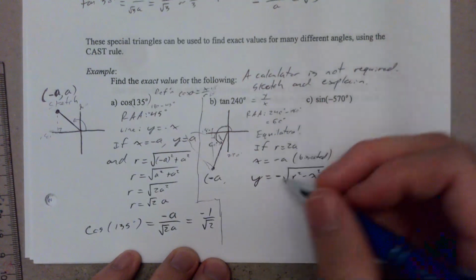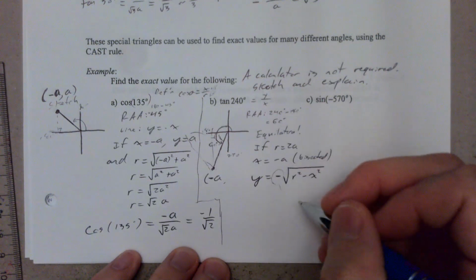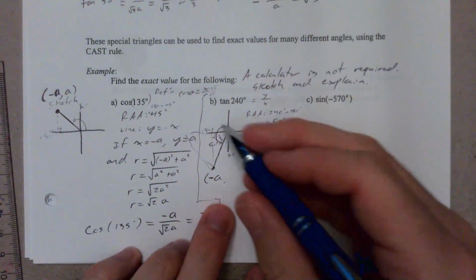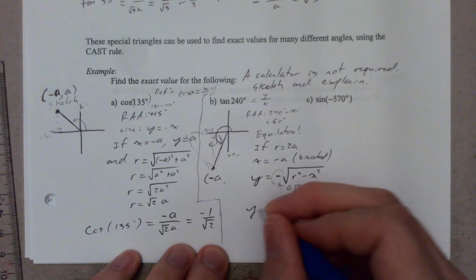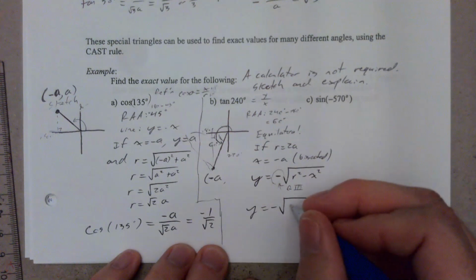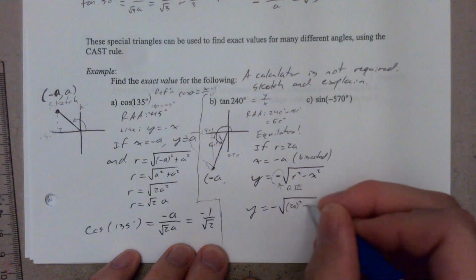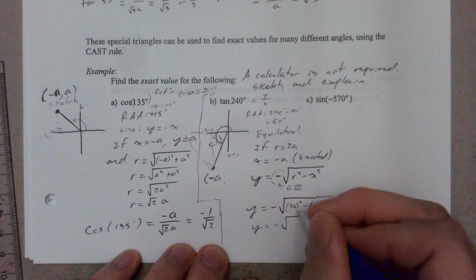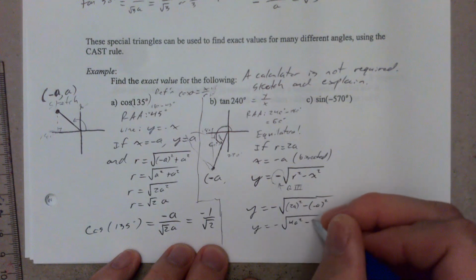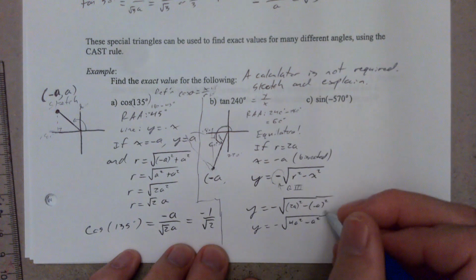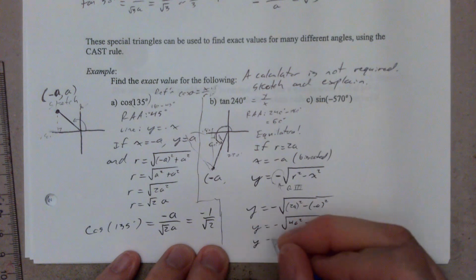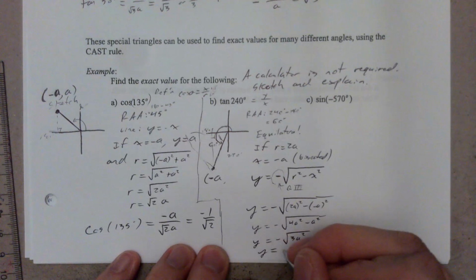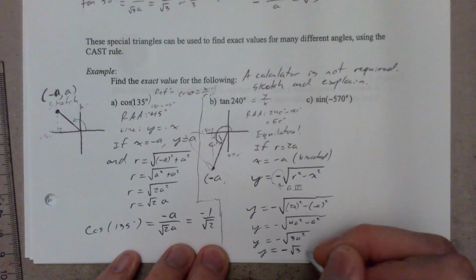What I like doing here is setting the fact that y has to be negative because we're down here in quadrant 3. My y values are negative down there. This is going to tell me that my y value is going to be negative the square root of (2a) squared minus (-a) squared. That's going to be 4a squared minus a squared. Notice the negative squaring becomes positive, but that negative remains negative. y is going to be negative the square root of 3a squared. So y is negative the square root of 3 times a.